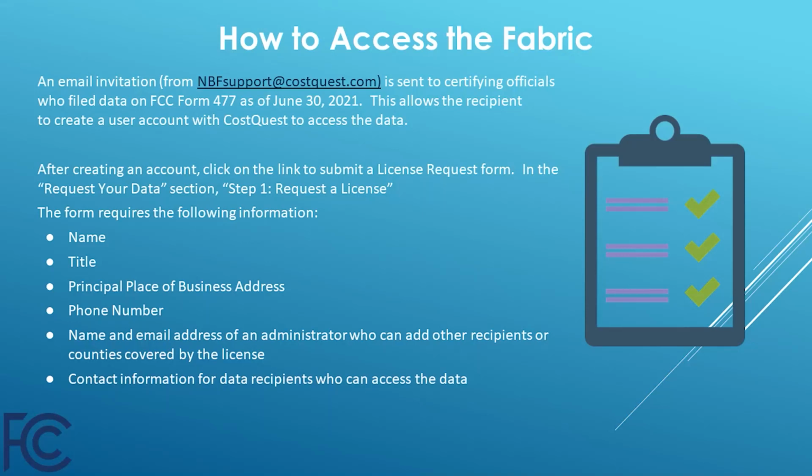If you are signing a license on your company's behalf, you will need to enter the following information in an online license request form: your name, title, principal place of business address, and phone number. You will also need to provide the name and email address of an administrator who can add other recipients or counties covered by the license, as well as the contact information for the individuals at your company who will be able to access and download the data file.